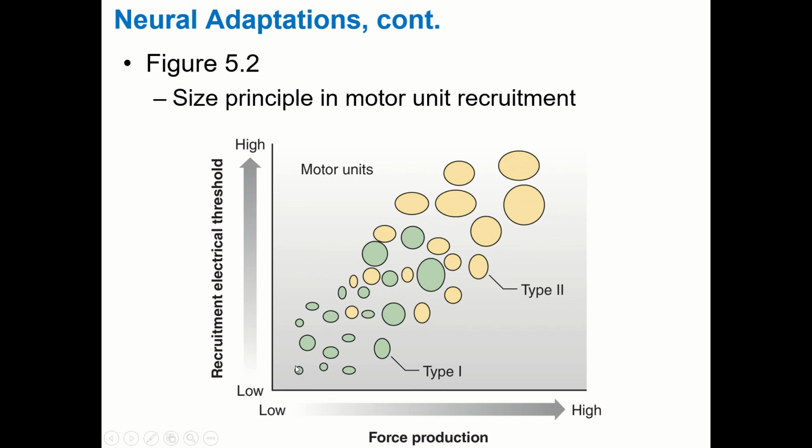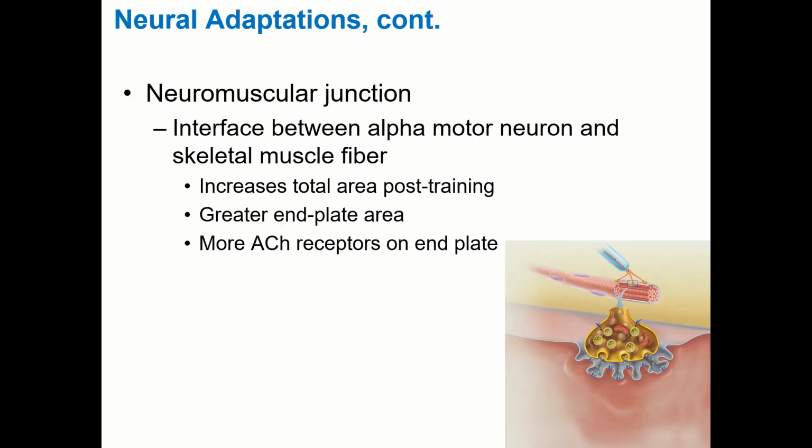So we recruit the small motor units first, and then if we need high force production, then we're going to recruit the type 2Xs because those are the largest motor units and largest muscle fibers.